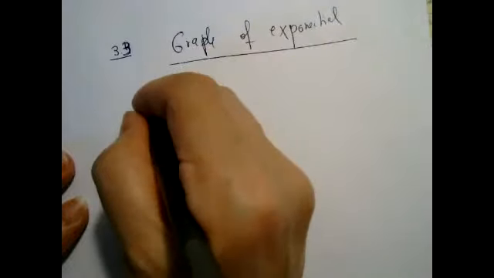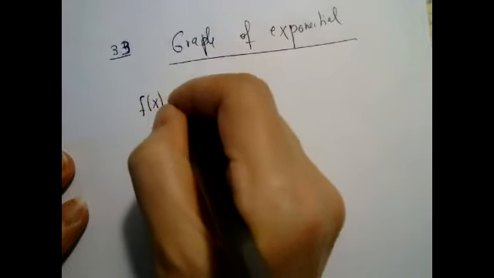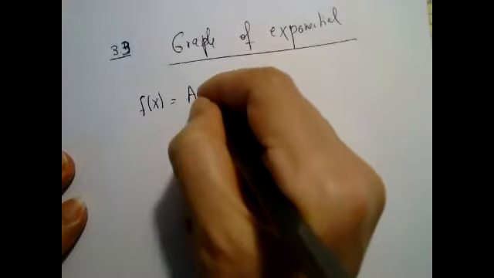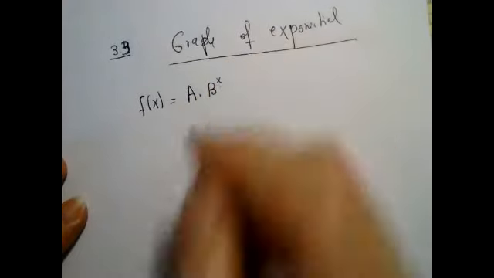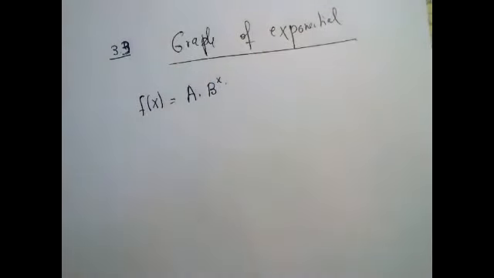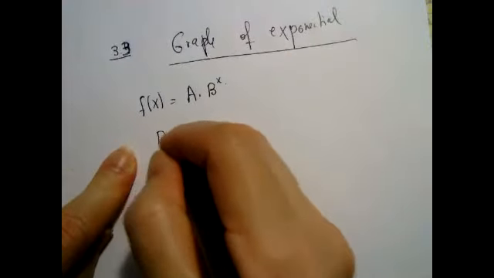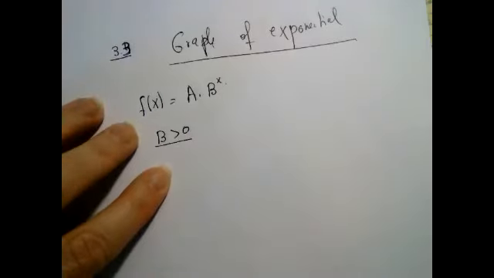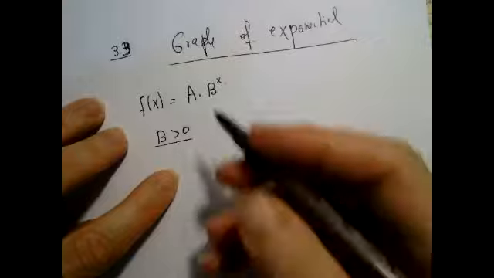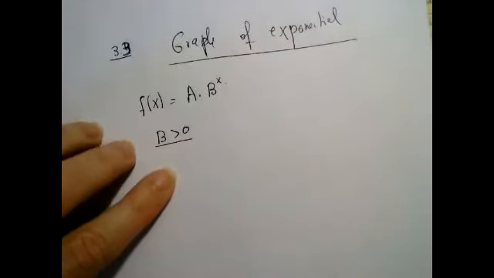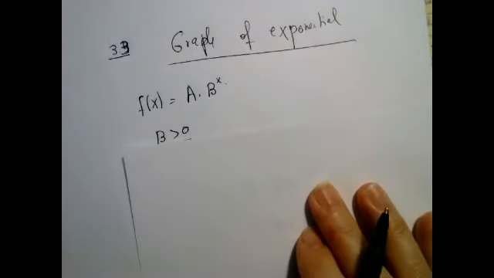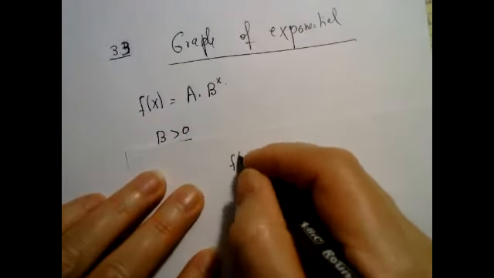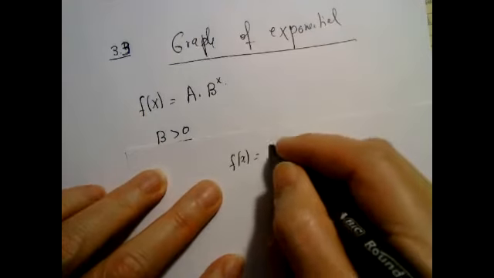So an exponential function has the form a times b to the x. Now the growth factor b has to be positive. It means we cannot have a negative growth factor. The function does not make sense if b is negative. Let me give you an idea why it doesn't make sense. So suppose I have f of x equal, suppose I will write something like that.